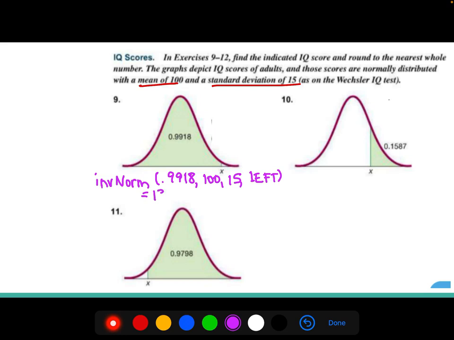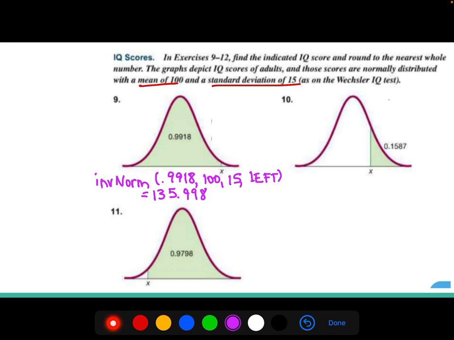I'm going to use the calculator for what it's meant for. I don't have to use the table. I can, but I don't want to. So that's 135.998 for our inverse norm, or our x value down there.